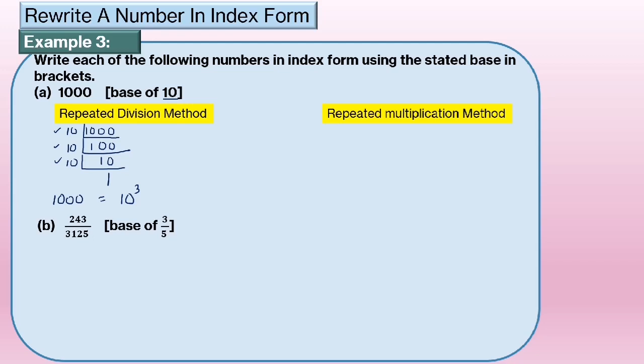Okay, so now we try the repeated multiplication method. The base is 10, so we start with 10. 10 times 10 equals 100. So not the answer. We times again 10. So 10 times 10 times 10 equals 1000. So 1000 equals 10 power of 3 because it repeated 3 times.